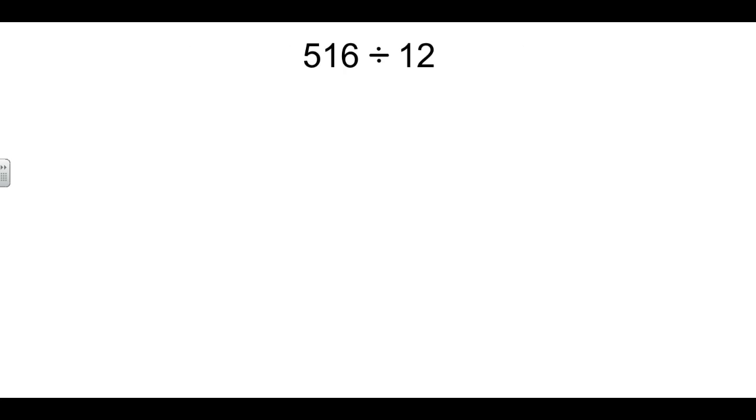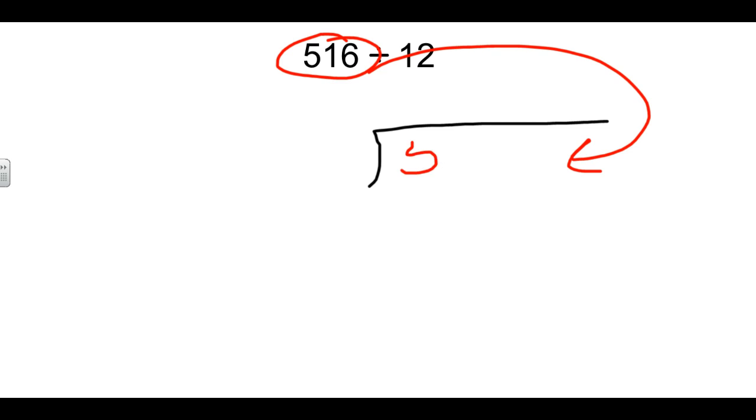So here we have 516 divided by 12. Now, when we set this up, we have to remember a few things. First, the 516, being the dividend, goes inside what in elementary schools are often called division houses. And that 516 is being divided by the divisor, which is 12. Unlike the other operations where we start with the smallest place value and move to the largest, in division we start with the largest place value and move down to the smallest.